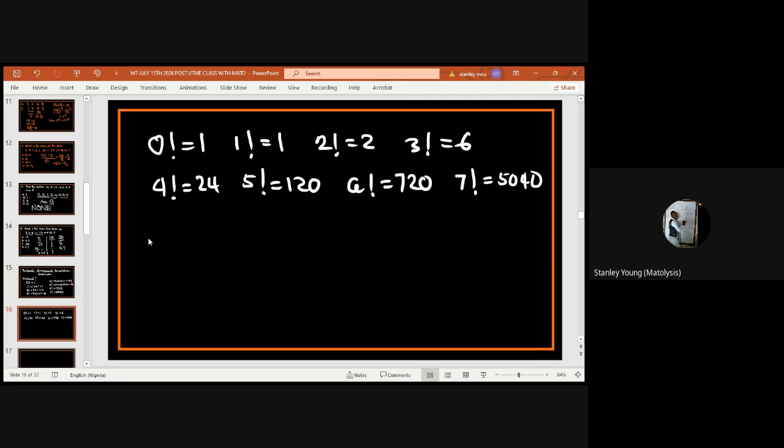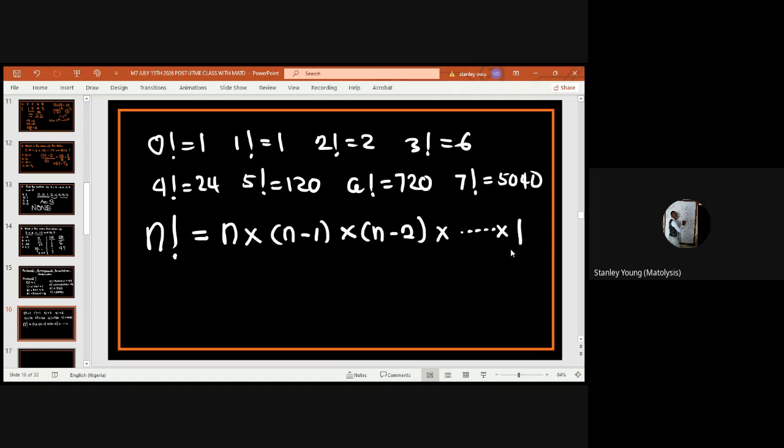So the bottom line is, if I give you something like n factorial, what it means is n times n minus 1 times n minus 2, and you keep going till you can stop at 1. If you don't want to get up to 1, it's still your choice. If I have something like 5 factorial, I can write 5 times 4 factorial if that is where I want to stop.